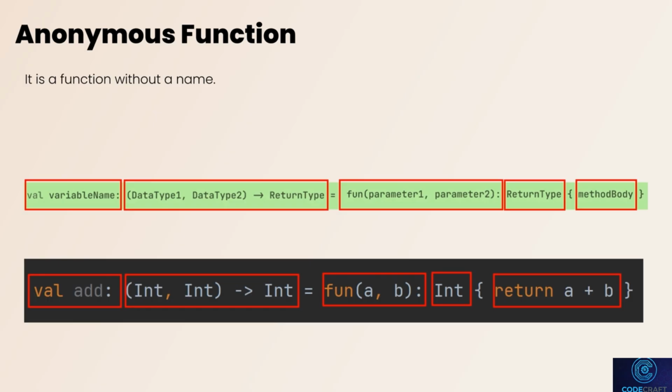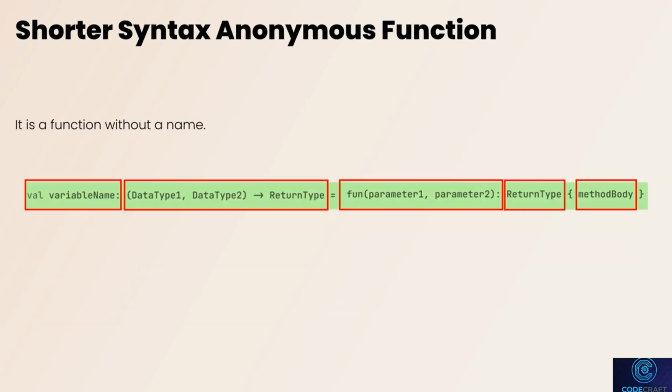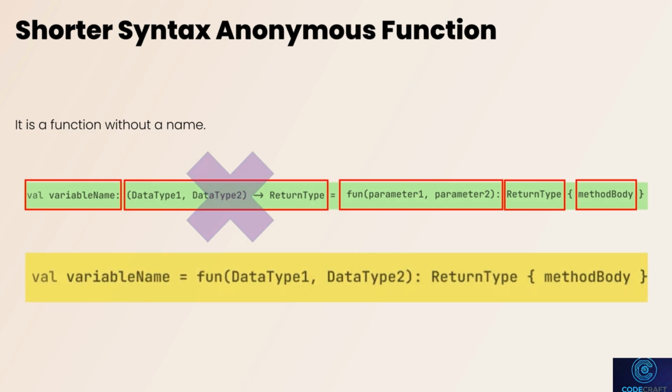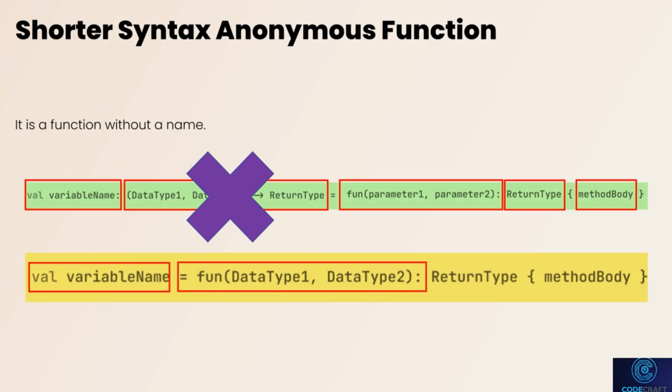Also, the fun keyword. So the main difference between anonymous functions and lambda expressions is that you specify the return type explicitly, along with the fun keyword. Lambda expressions often infer the return type from the context. We have a shorter syntax for anonymous functions. We can get rid of this part. So we can specify the variable name, the function, the data types of the parameters, and the return type with the method body. This is the shorter syntax of anonymous functions.